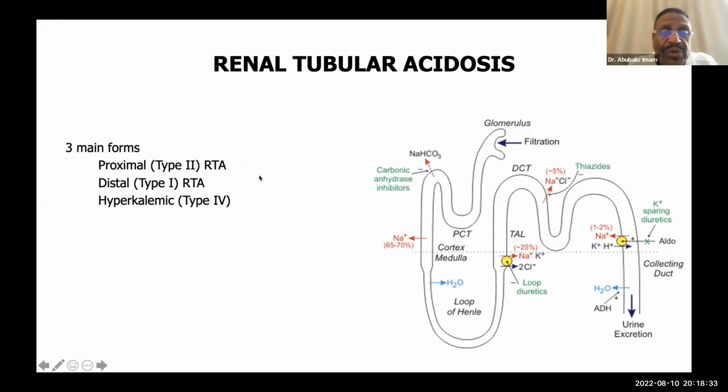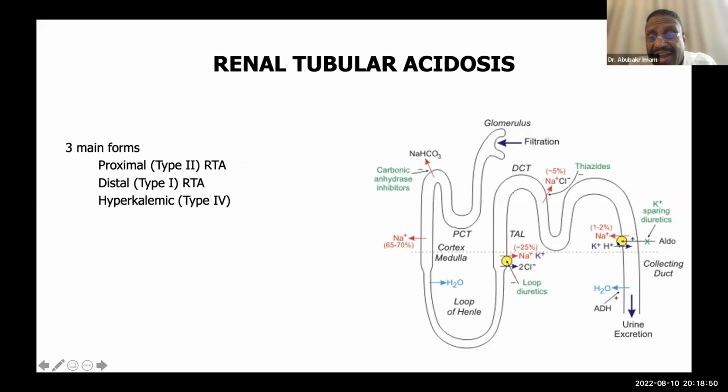So they omitted the diagnosis type 3. And that's why you're not going to find type 3 as present. You're going to find type 4, which is the hyperkalemic one. The hyperkalemic one is an aldosterone effect down here.